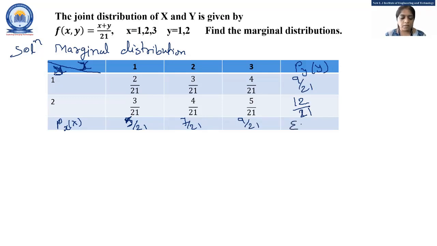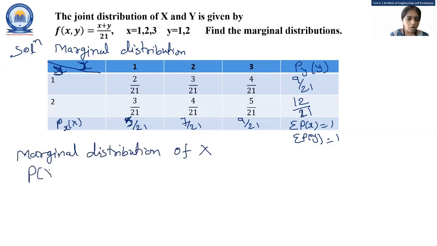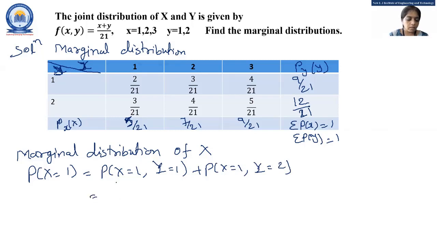And if you find summation of px, that is 1. See, 7 plus 5, 12 plus 9, 21 by 21. And summation of py, that is also 1. Okay, so marginal distribution of x, that is p of capital X is equal to 1. And here, p of capital X 1, y 1, and p of capital X 1, y 2, that is 2 by 21 plus 3 by 21. So final answer is 5 by 21.